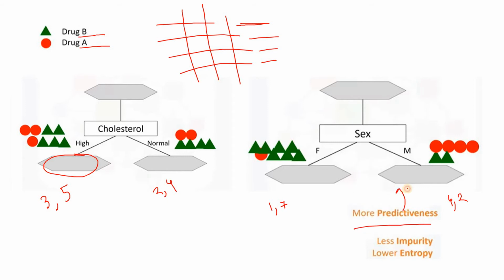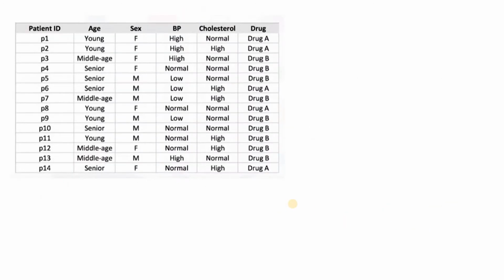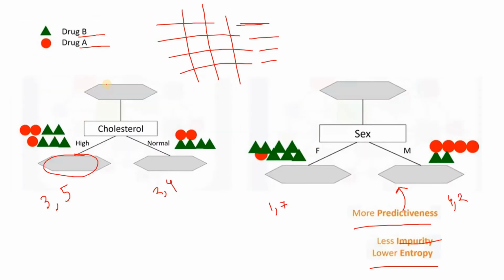And what is happening here? The nodes are less impure. Less impure means less uncertainty. Less uncertainty means more probability, that means entropy is lower. All these things I hope you can relate, right? Now see how we can decide whether we should make our splitting based on cholesterol or based on sex.